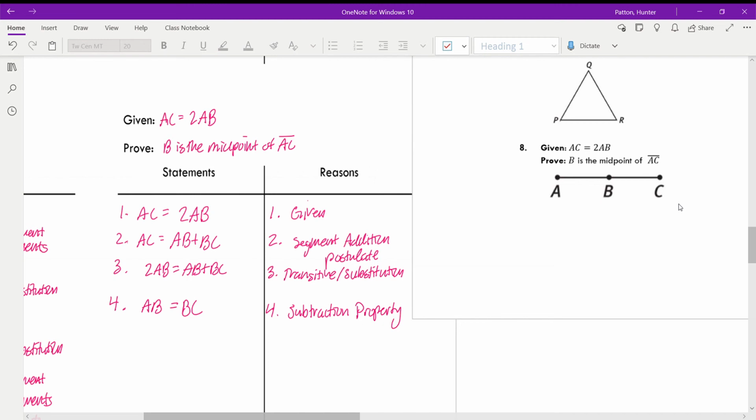Alright, now, since AB and BC are equal, and we know that B is somewhere along this segment, B has to be directly in the middle. So B has to be the midpoint of AC. We know this by the definition of midpoint. Awesome.